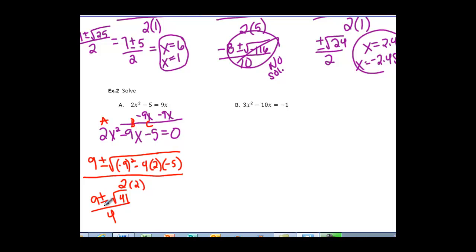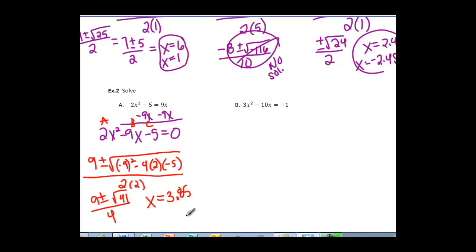Okay, you should get 9 plus minus the square root of 41 over 4. We cannot take an even square root out of here, so you're going to do the same thing as before. In your calculator, you're going to do 9 plus the square root of 41, hit enter, and then divide that by 4. When you do that, you should get 3.85.